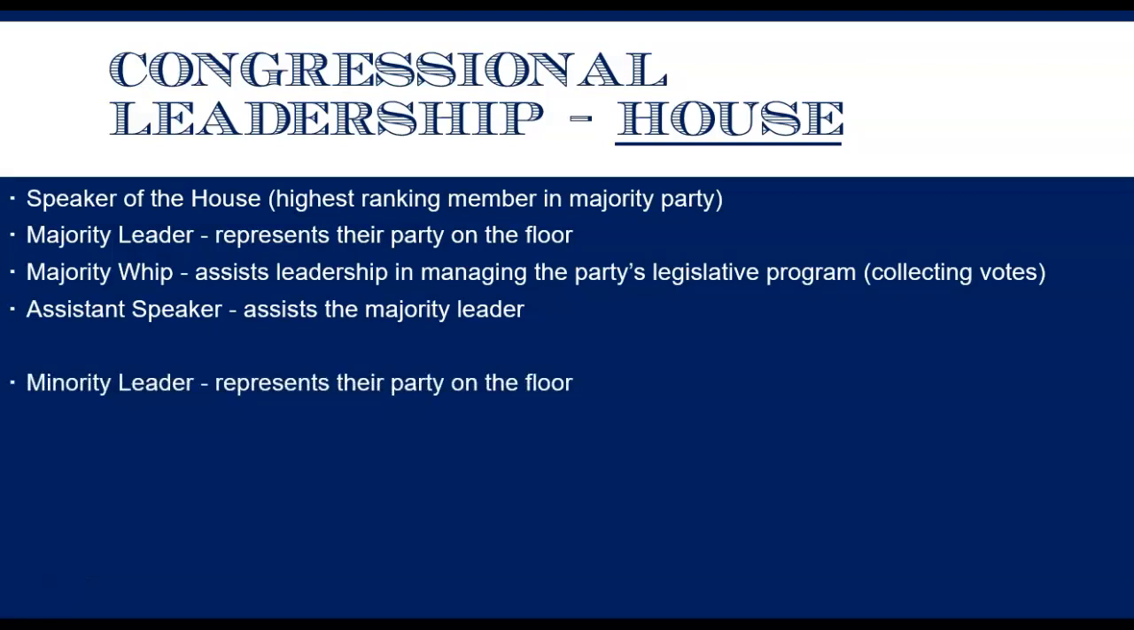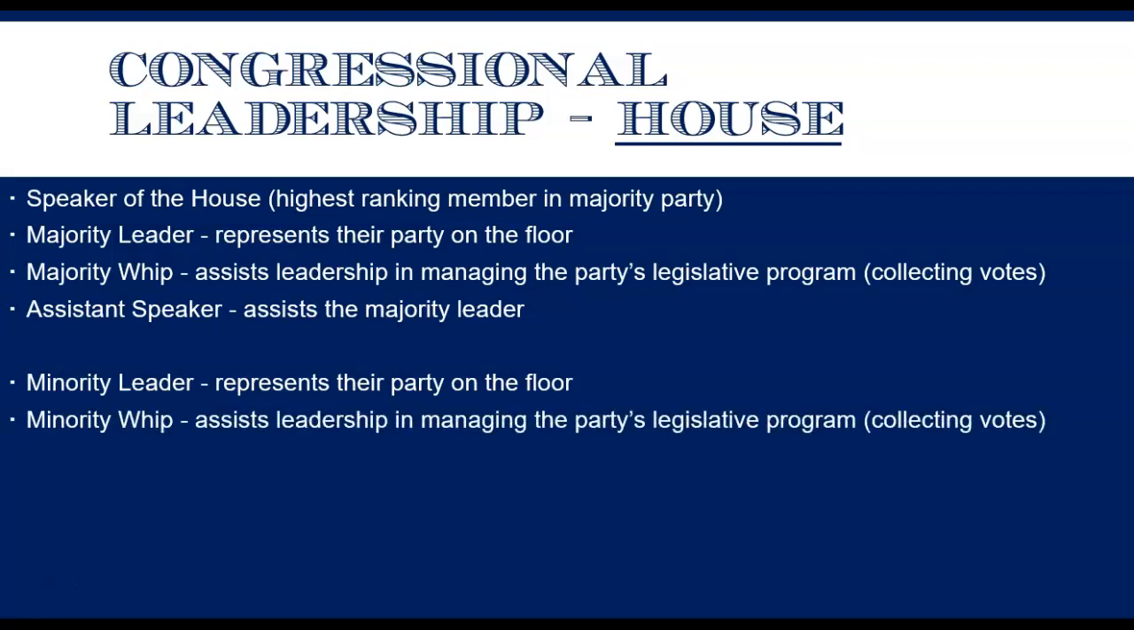Then you have your minority leader. They represent their party on the floor. And your minority whip does the same thing that the majority whip does, but for the minority party. Today, instead of calling themselves the minority leader or minority whip, they seem to call themselves whatever party they represent. So in the House, since the Republicans are the minority, instead of saying minority leader, they just say Republican leader, Republican whip.